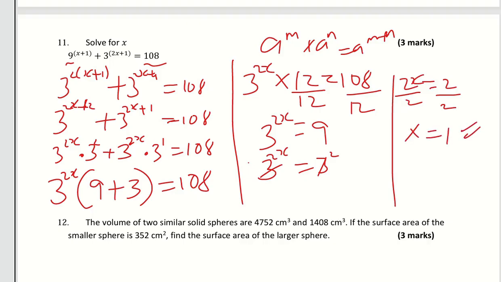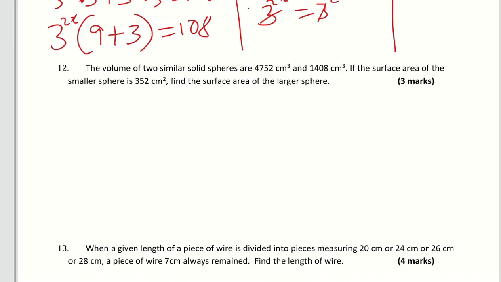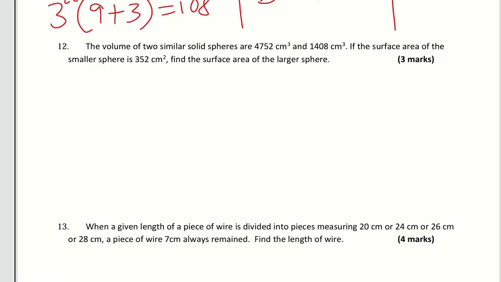Also feel free to pause. So we move to the next one. You're told that the volumes of two smaller solid spheres are 4,752 cubic centimeters and 1,408 cubic centimeters. If the surface area of the smaller sphere is 352 square centimeters, find the surface area of the larger sphere.